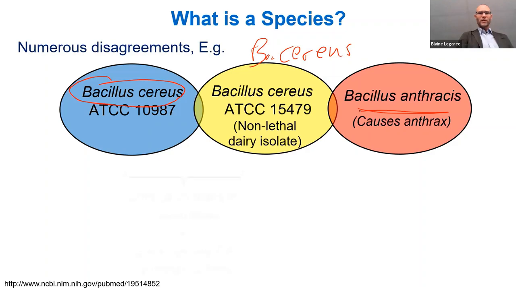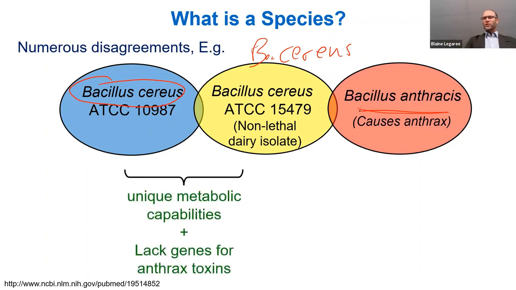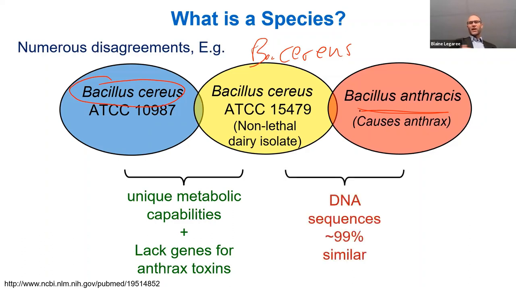So what about these 3 organisms? With Bacillus cereus, we're looking at the biochemistry, they have certain metabolic capabilities, they can digest lactose, for example. And thankfully, they do not have those toxins that make us sick that we'd find in anthrax. But here's the weird thing: if you compare these 2 isolates, anthrax and B. cereus, they're about 99% the same, even though this ATCC15479 doesn't have any of the toxins to make disease, it's still 99% the same.